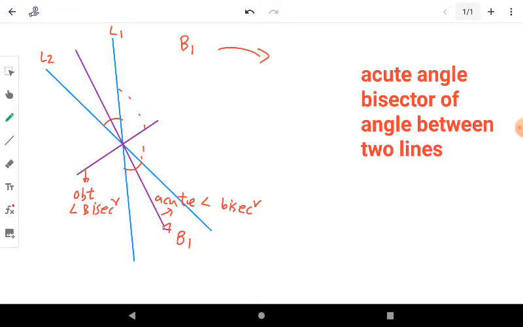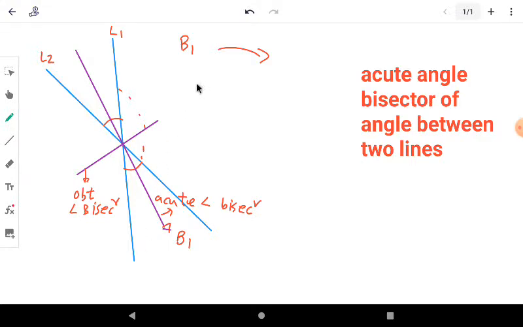So the question arises, how to find the acute angle bisector? If you can find the acute angle bisector, the other bisector obviously would be the obtuse angle bisector. So finding the acute angle bisector means finding the other one as well. So what is the condition for finding the acute angle bisector?